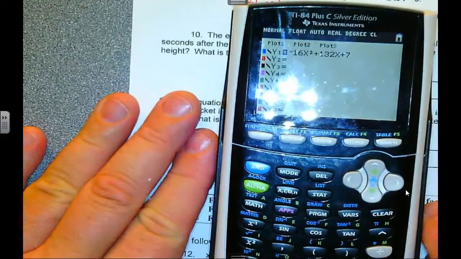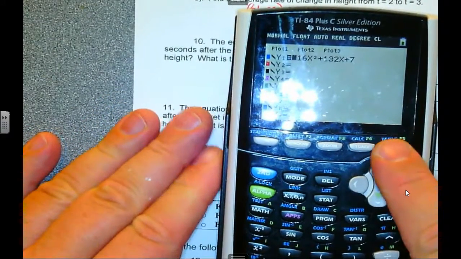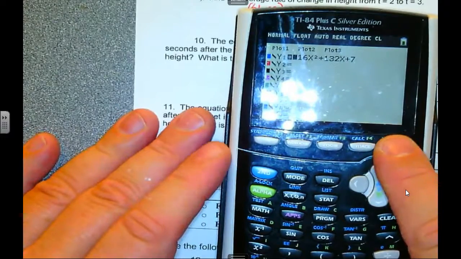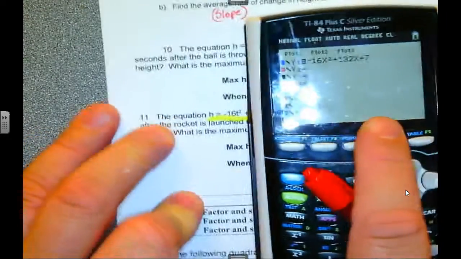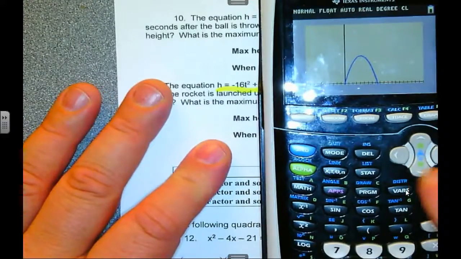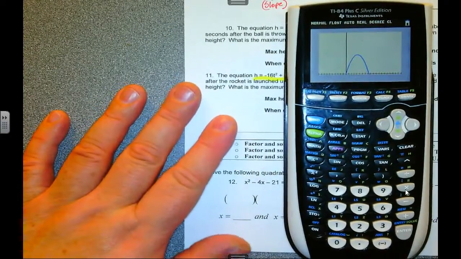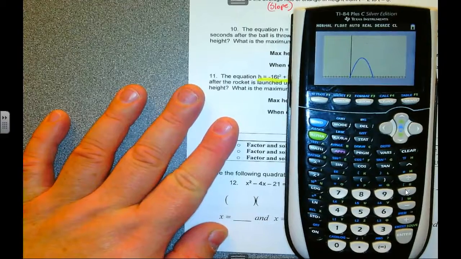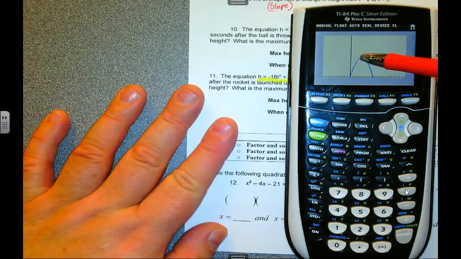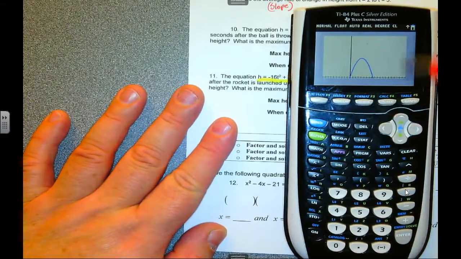So I put my equation in. Then I was lucky enough to have my window so that it captured the whole parabola. So I hit the graph button and I got my parabola. Okay, so here's what I did. I need my maximum. That's the vertex. So I'm going to hit my second button and trace. And I'm actually going to calculate.